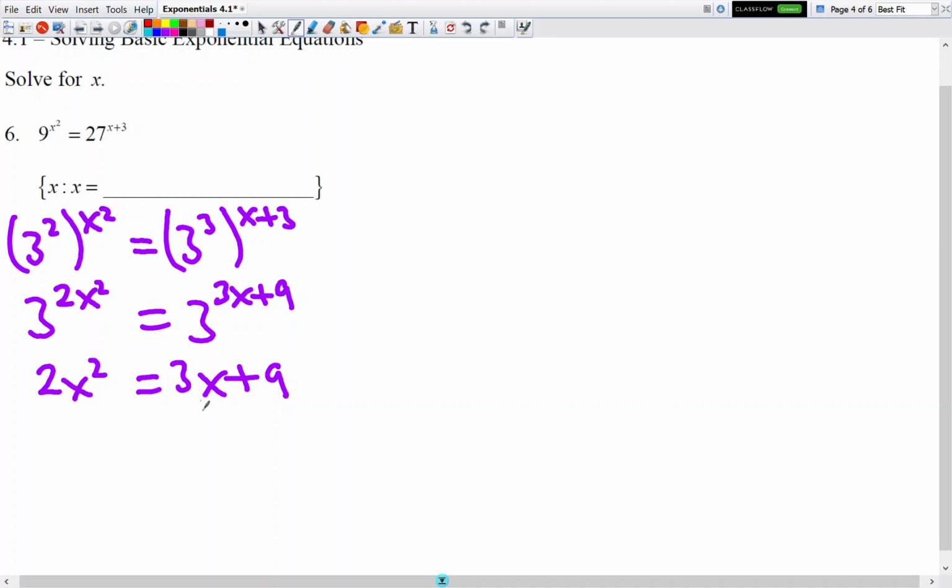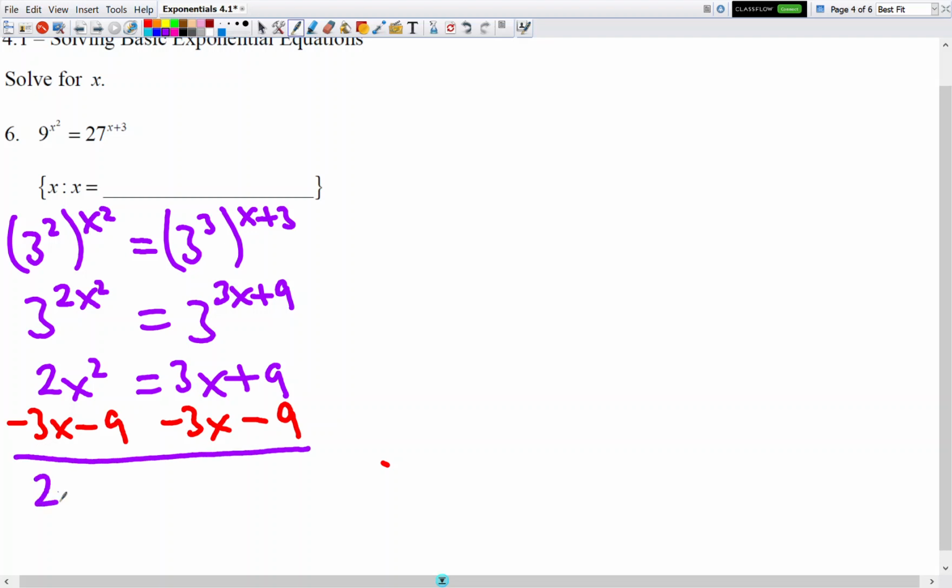We're going to move the 3x and the 9 to this left side because we want to keep that x squared positive. You don't want to make that x squared negative at all costs. It's not game over, but as far as your life in this problem, it's going to be way harder. So try to keep that x squared positive at all costs. So we get 2x squared minus 3x minus 9 equals 0.